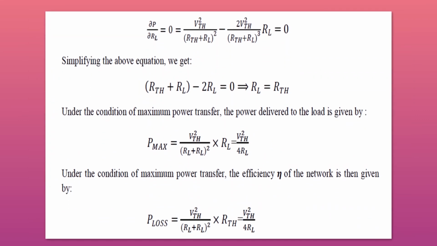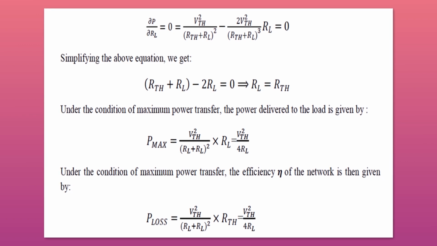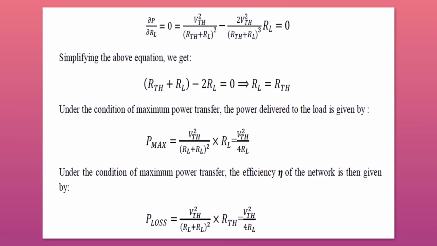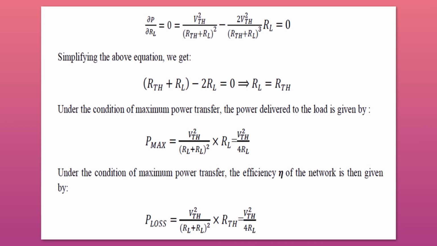So you differentiate this P with respect to RL, that means dP upon dRL, and set it equal to 0. After differentiating this term, you will get BTH square upon (RTH plus RL) square minus 2 BTH square upon (RTH plus RL) whole cube into RL, and this is equal to 0.